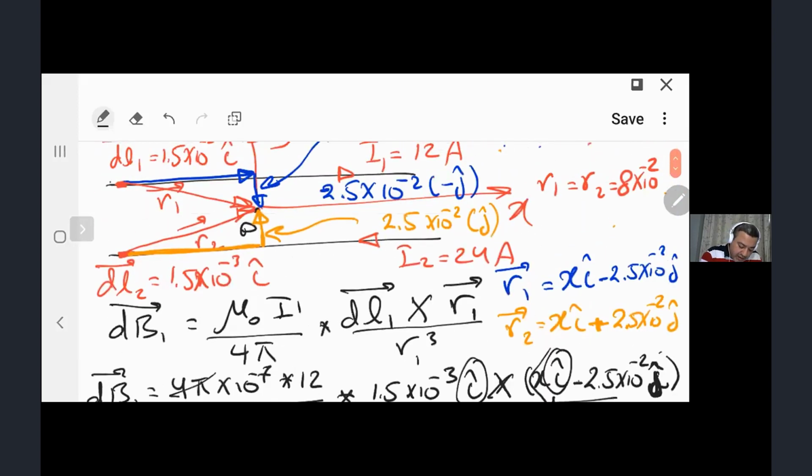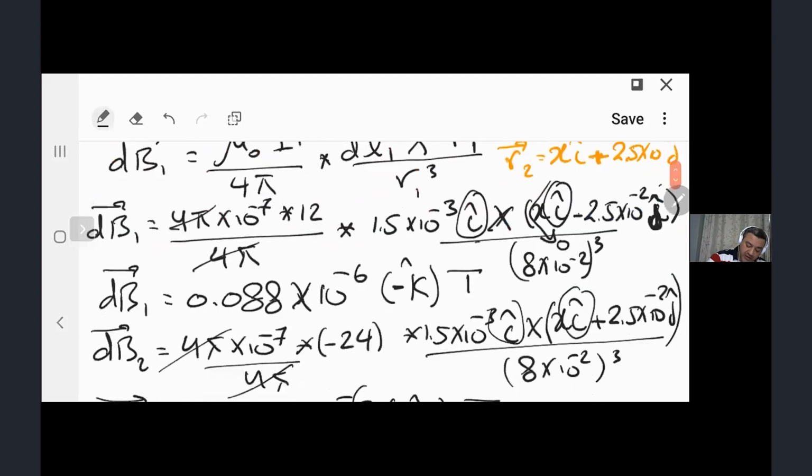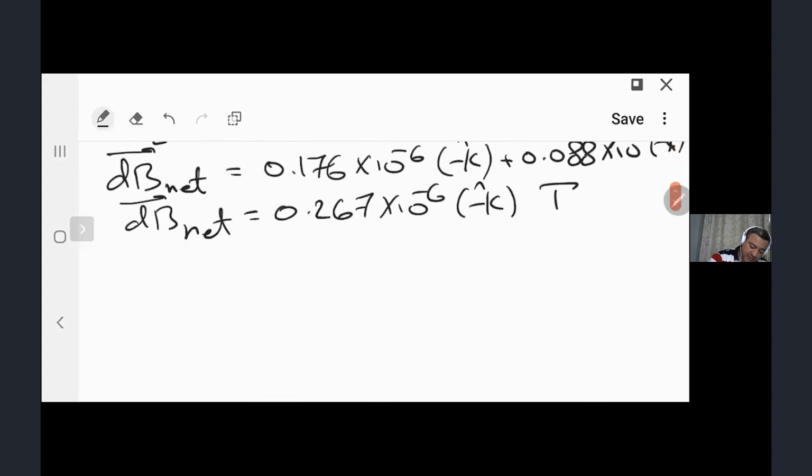Remember, the R1 vector is the summation of an x i hat. I don't know the distance here, and it's in the positive direction. So it's x i hat minus 2.5, or plus 2.5 minus j hat, because it's going into the negative direction of the y. So this is how we calculate the magnetic field right at that point.